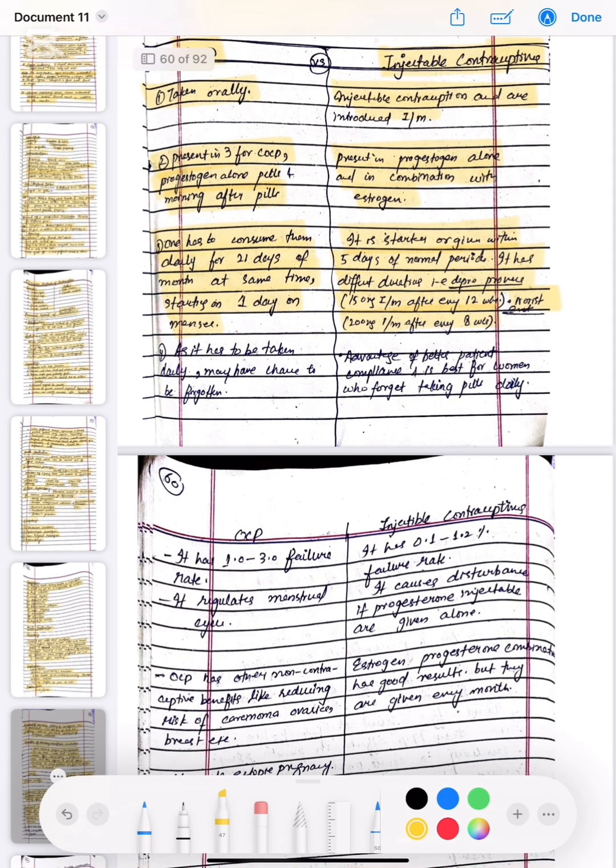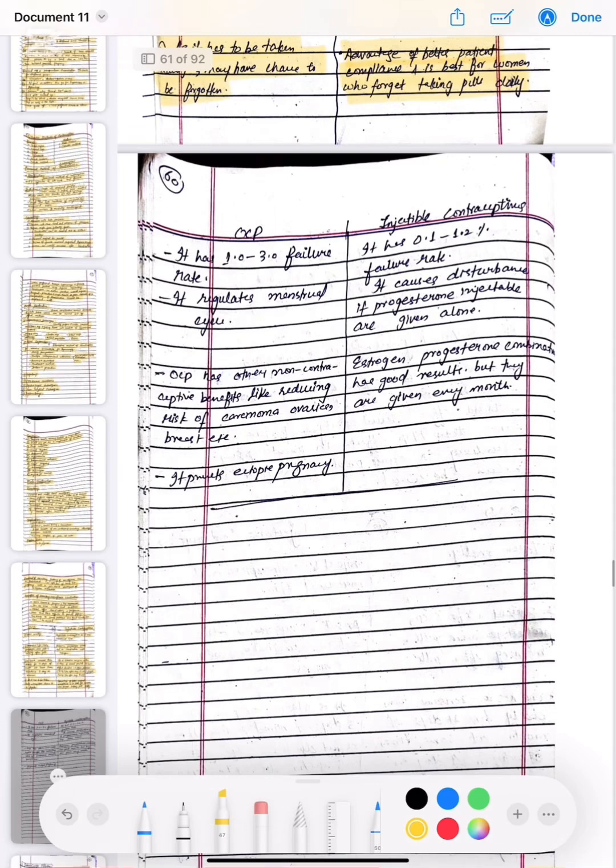OCPs have to be taken daily and may be forgotten, while the injectables have the advantage of better patient compliance and are best for women who forget taking pills daily. The OCPs have a 1 to 3% failure rate, and the injectables have a 1 to 1.2% failure rate. OCPs regulate the menstrual cycle, while the injectable causes disturbance if progestogen injectables are given alone.